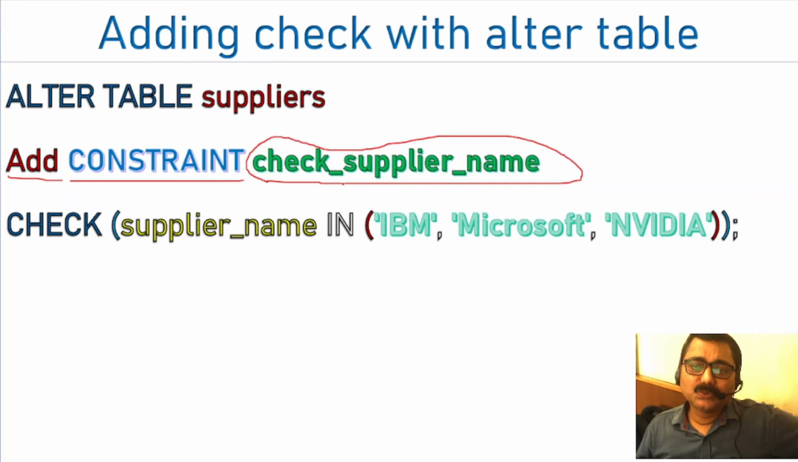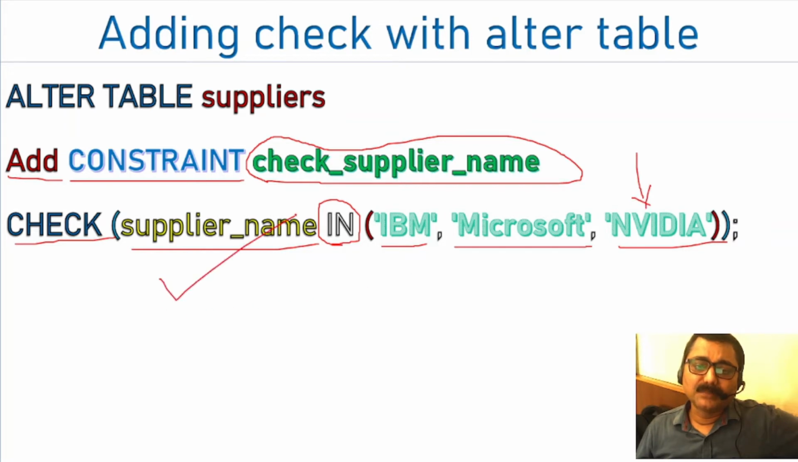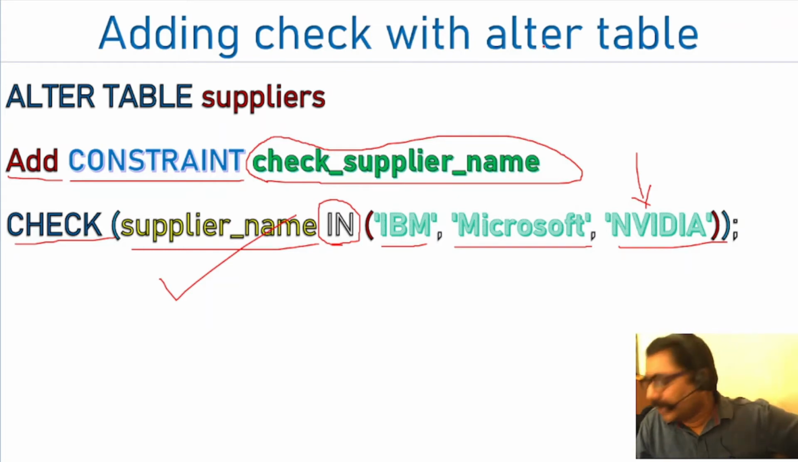So we want to put a check on supplier name. It says what to check: supplier name. IN is the range search operator. We'll take care that IBM, Microsoft, and NVIDIA, only three names, can go in the supplier name. This means no other vendor can request to be a supplier for your company, where you have limited yourself to taking supplies from IBM, Microsoft, and NVIDIA.